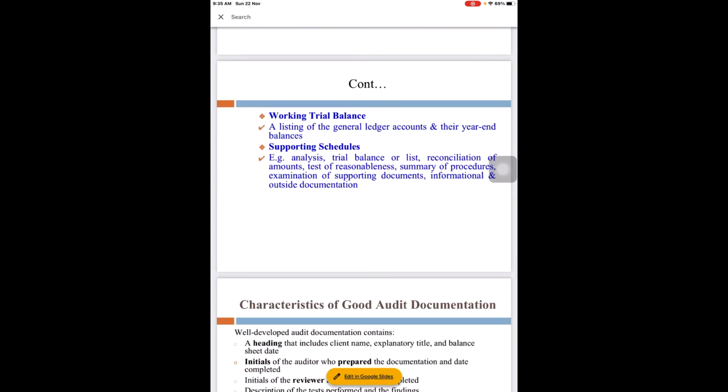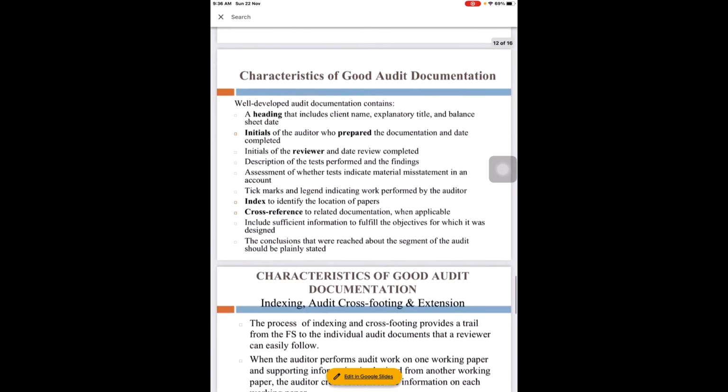Alright, next one, what is other information? Working trial balance. So we have the list of the ledger accounts and also the year-end account balances, because that is the information that we need to audit for the current year. And then we also have supporting schedules such as analysis of the trial balance, list of accounts, reconciliation amounts, tests of reasonableness, and then procedures, what we are supposed to do, examination of the supporting documents. For example, we would like to test the receipts and the invoices. And then informational and outside documentation. It doesn't matter whether the information we receive is from the bank for the current year audit or from a third party, everything should be included in the current file.